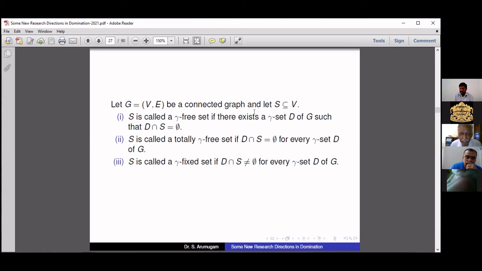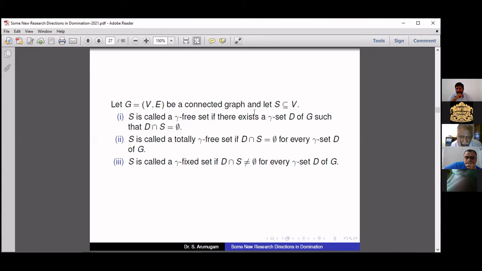First, if you take a complete graph, every set is gamma free, because a gamma set is a singleton set. Every singleton set is a gamma set. So given any subset, I can take a singleton outside it, which is a gamma set. So in the complete graph, every subset is gamma free, except the whole set.